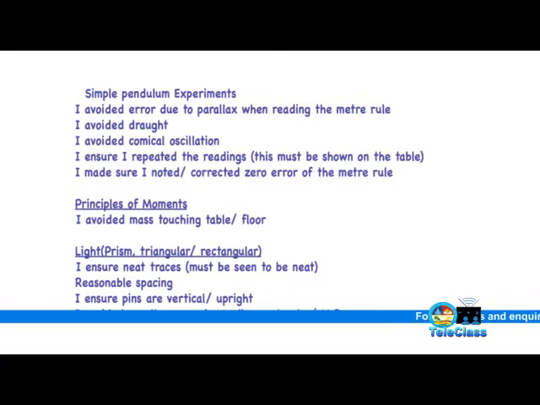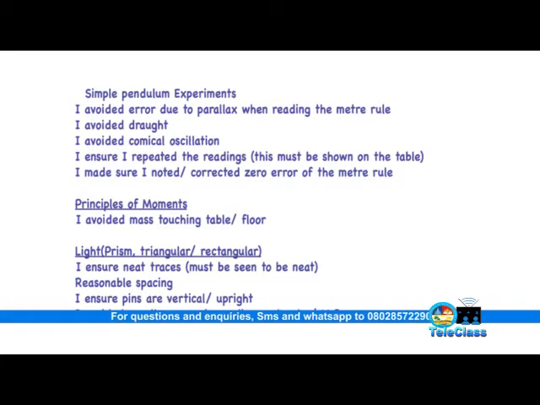So I ensure reasonable spacing, that one is true. Then I ensure pins are vertical and upright, and avoided parallax error too in reading the protractor. That's for the light experiment, protractor. We use the protractor when we're talking about prisms, triangular and rectangular prisms. So in all, you make sure you mention the instrument.